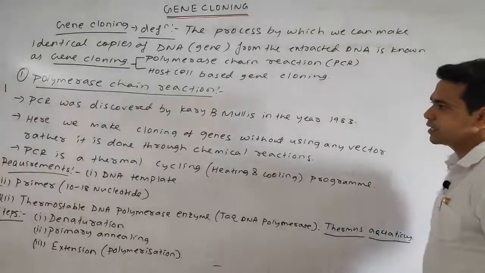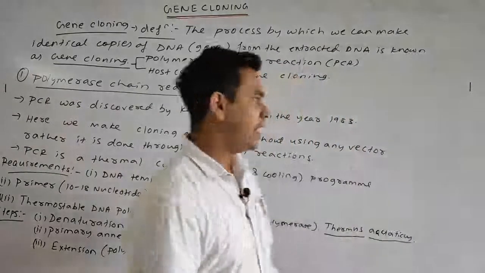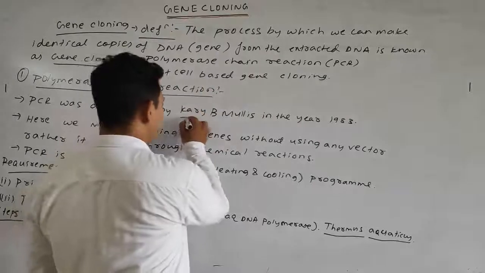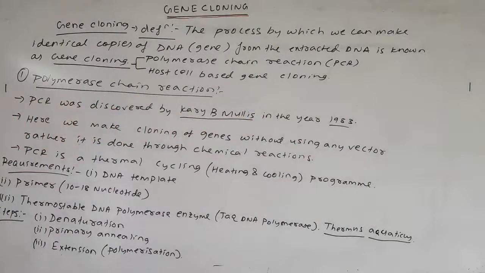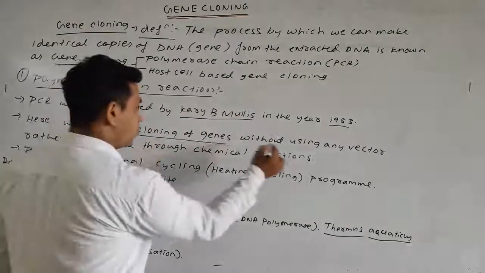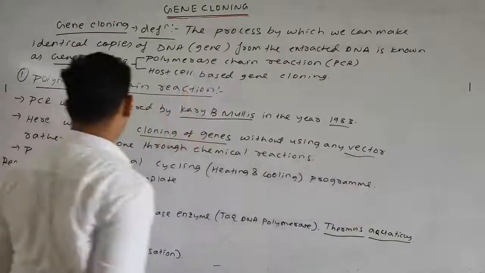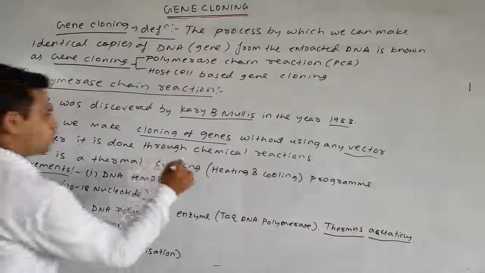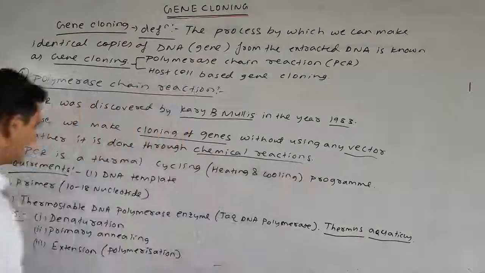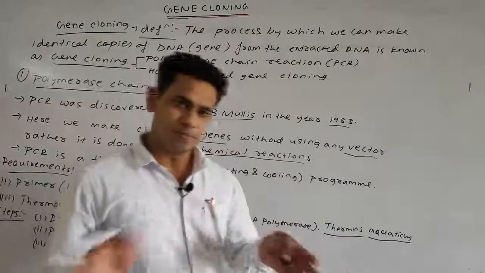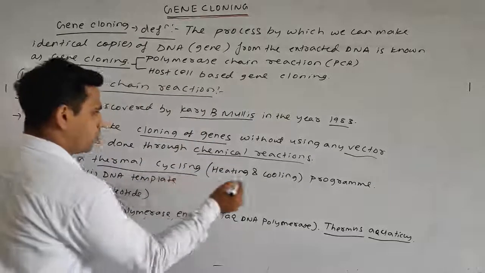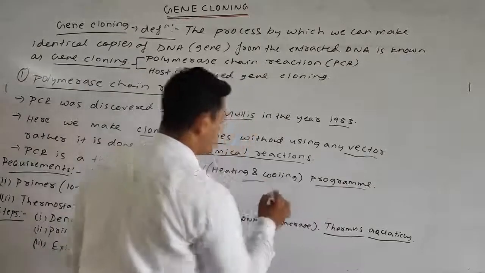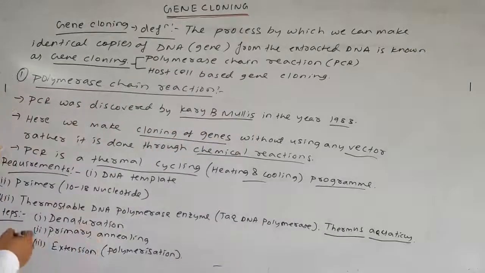Next, polymerase chain reaction was first discovered by Kary B. Mullis in the year 1983. Here we make cloning of the genes without using any vectors. Rather, it is done through chemical reactions, meaning heating effect and cooling effect. That is why it is also known as a thermal cycling program, in which both heating and cooling take place. What are the various requirements?